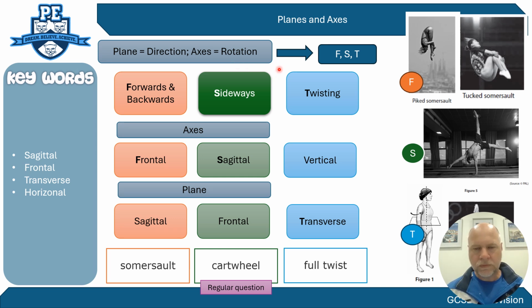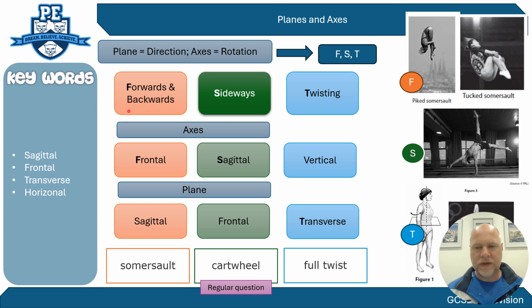Now, a way to remember it is FST, and let's use it as the direction. So F is forwards and backwards, S is sideways movements, and T is twisting movements. So if you can remember those 3 terms, FST, that gives you your direction. And we're just talking about the movements. So is it a forward and backward movement?